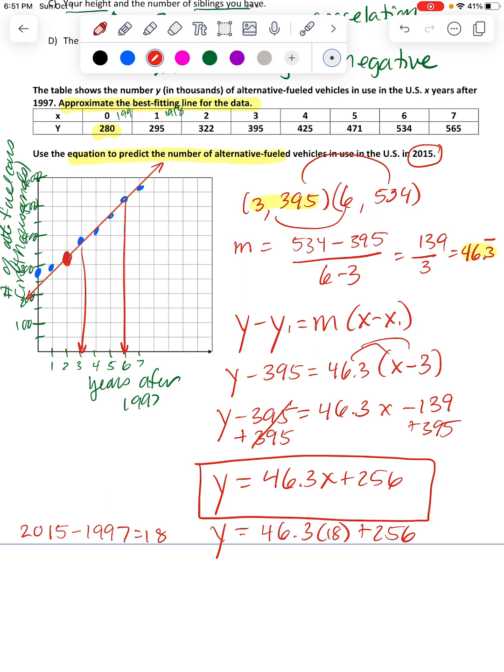And when I do that, I'm ending up with 1089. But keep in mind that that's 1,000, because it was in thousands. So if you want to, you could just add the extra zeros and have it be a million. However you'd like to represent it. And then that's just going to be alternate fueled cars.